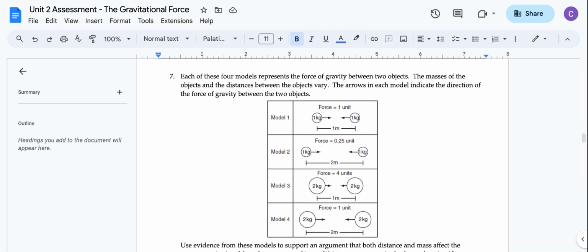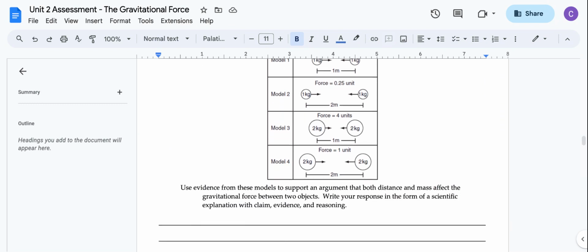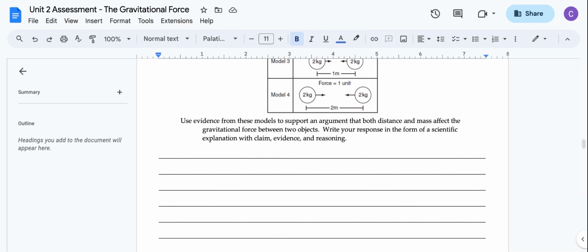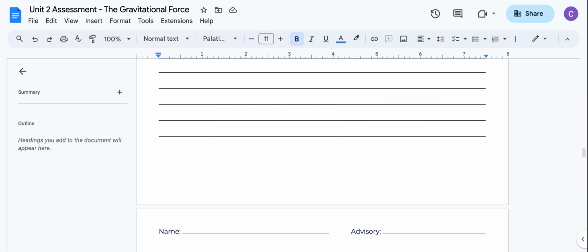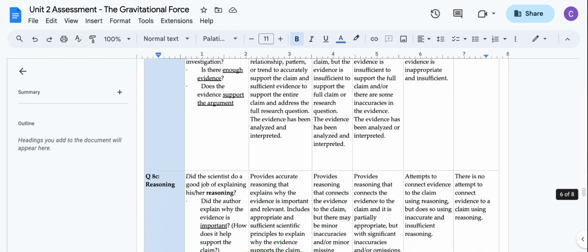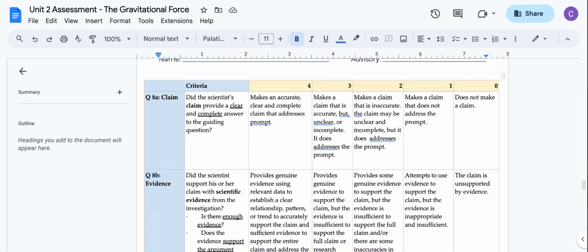7. Each of these four models represents the force of gravity between two objects. The masses of the objects and distances between the objects vary. The arrows in each model indicate the direction of the force of gravity between the two objects. Use evidence from these models to support an argument that both distance and mass affect the gravitational force between two objects. Write your response in the form of a scientific explanation with claim, evidence, and reasoning. This is your rubric.